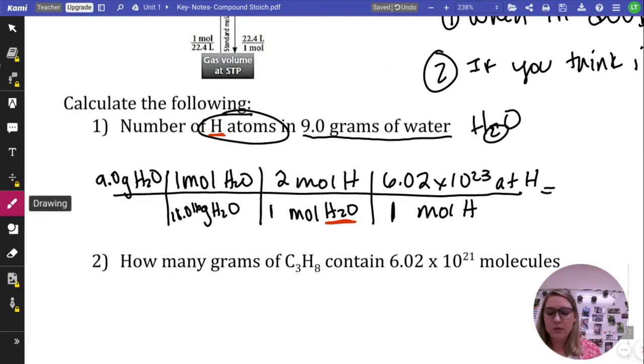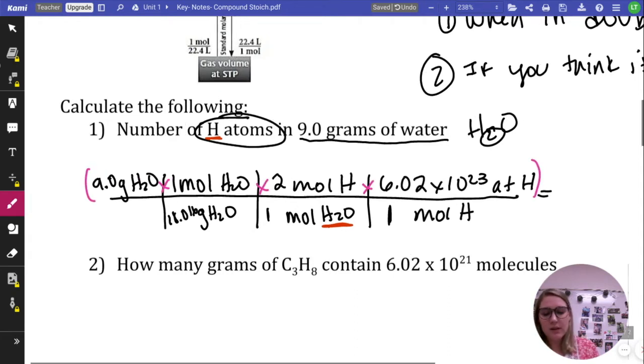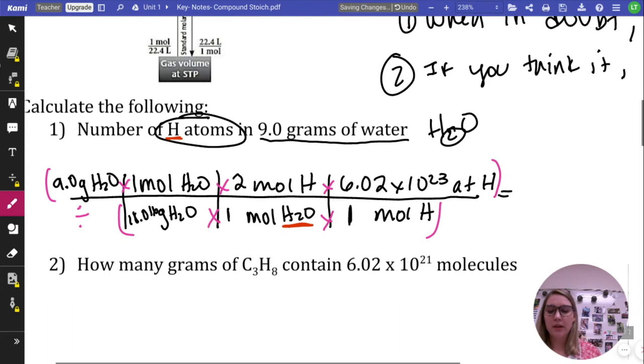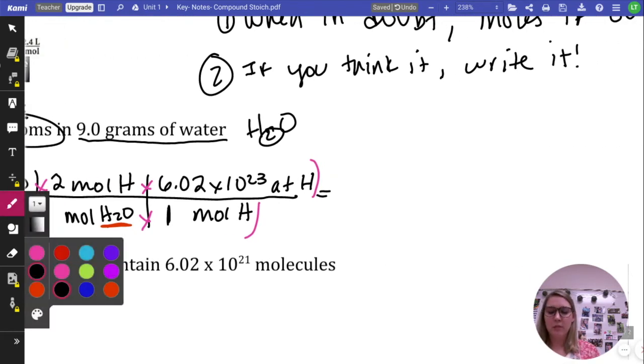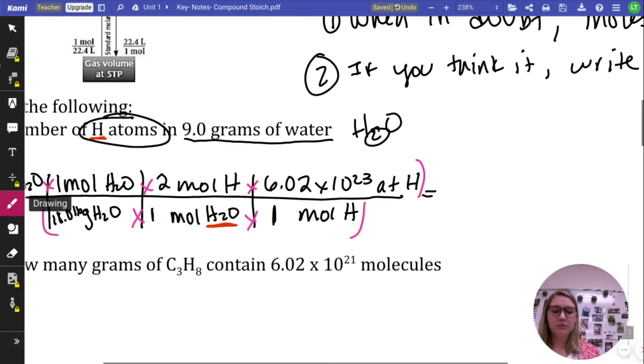All right, and so to solve, we need to multiply across the top and then divide by the product of the bottom. All right, so go ahead and plug that into your calculator right now. You can pause the video if I go a little too fast with the solving part. Put that into your calculator.